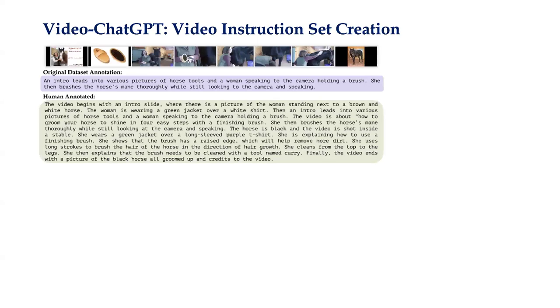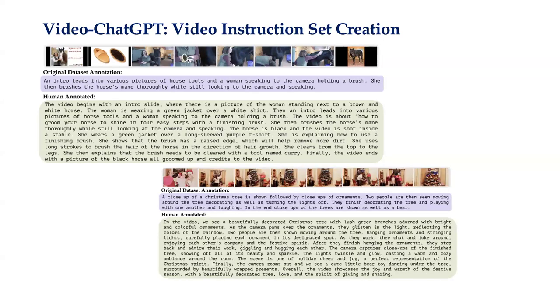It's a video. The original description from the data set is this one, very small. But now they showed the human, and the human wrote this whole paragraph, right? So more detail, and that's what they want to do, because you want to be able to have a conversation. This is another example. The original annotation is very small, about 3 lines, but this is the better one.